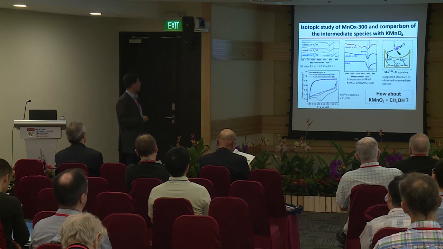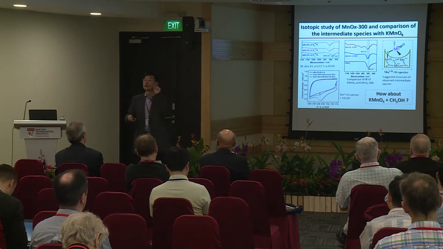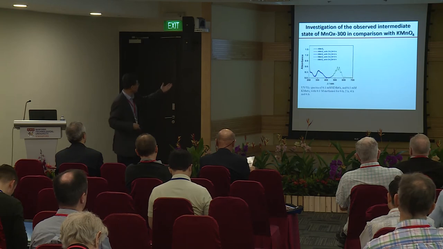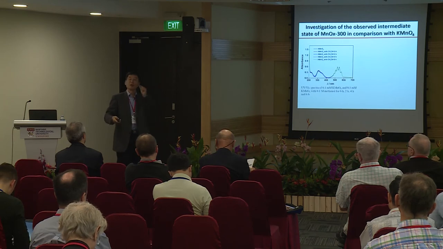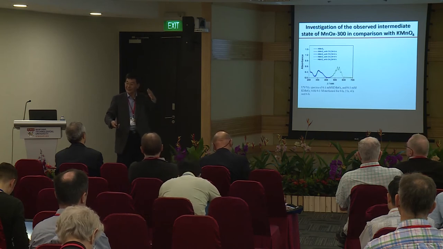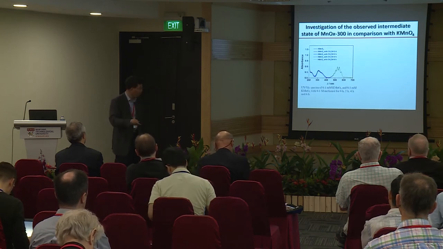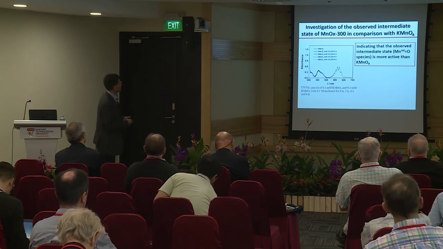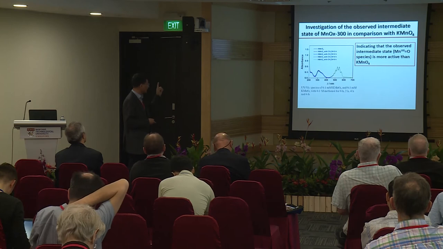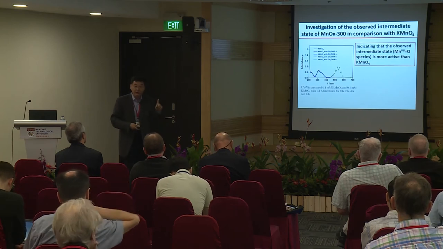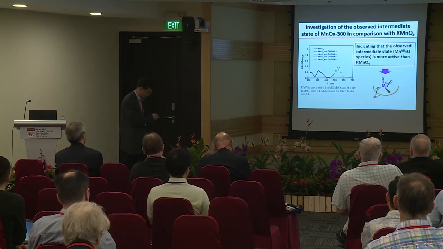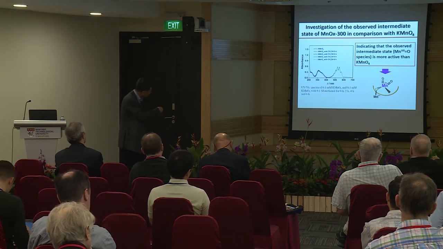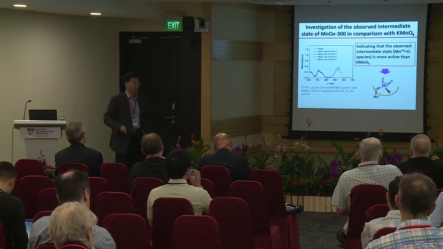And then how about the permanganate? We also add plenty of methanol into the permanganate. You see, after 6 hours, there's no change in the permanganate. It means methanol is not easily oxidized by permanganate. It needs kinetics. Thermodynamics is okay, but kinetics is slow. That's why this indicates that the observed intermediate manganese 7 oxo species is more active than permanganate. So we propose, therefore, the structure is like this. It's just a manganese 7 with a mu oxo linked to the bulk of manganese oxide.